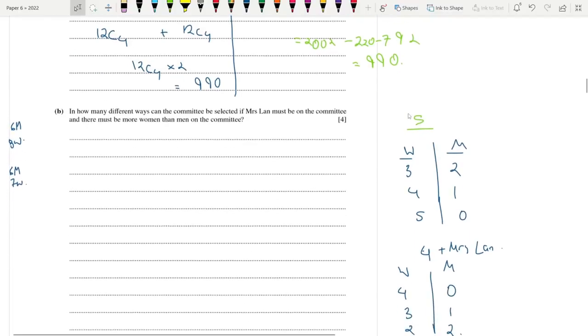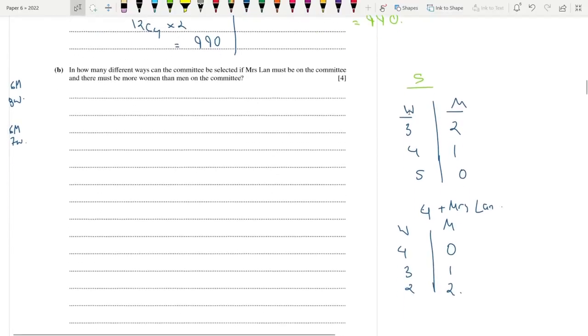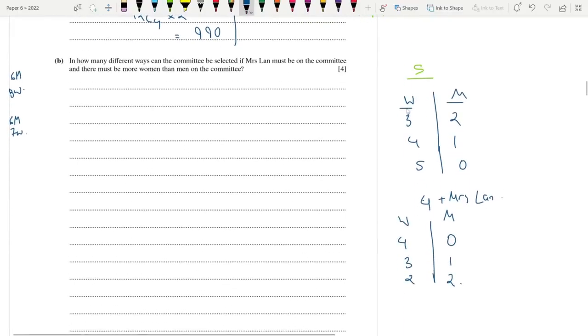Okay, so let's begin. So the first one is this one, where we have 3 women and 2 men, including Mrs. Land. So it's going to be 7C2. We've taken Mrs. Land, so we're going to take 2 other women, and we're going to take 2 men. So 6C2.